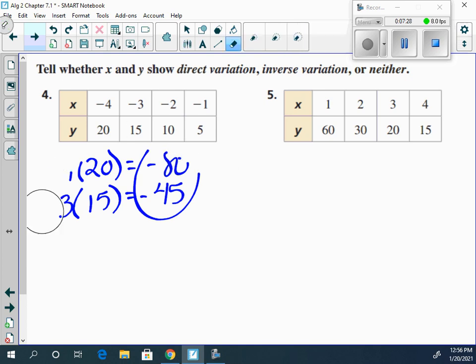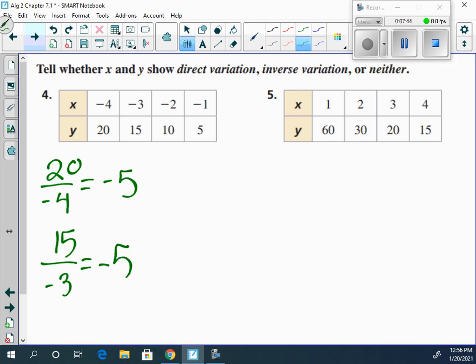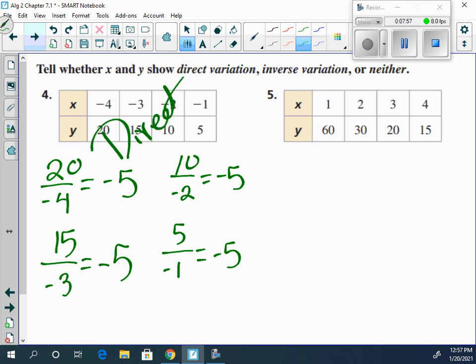So let's try direct. Direct is going to be 20 divided by -4, which would give us -5. 15 divided by -3 is -5. 10 divided by -2 is -5. And 5 divided by -1 is -5. This would be direct.